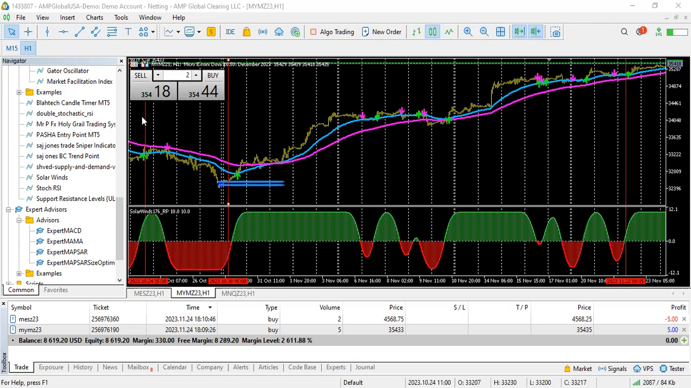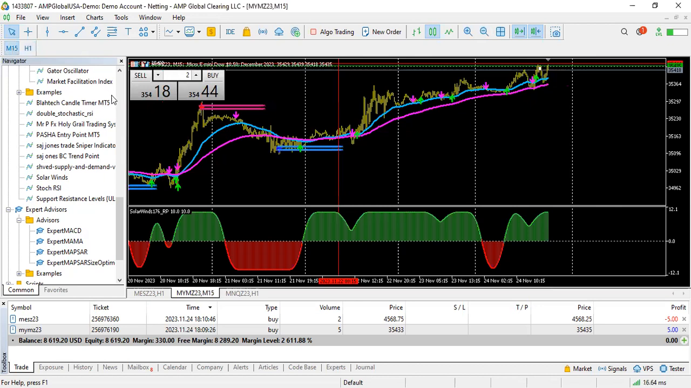Now, when I get a confirmation that all these things are happening, I got my solar wind above the zero line, the 0 point. I got a support here. I got my BC trend point arrow that hit. The moving averages have crossed each other. What I'm going to do is drop down to the 15-minute time frame.